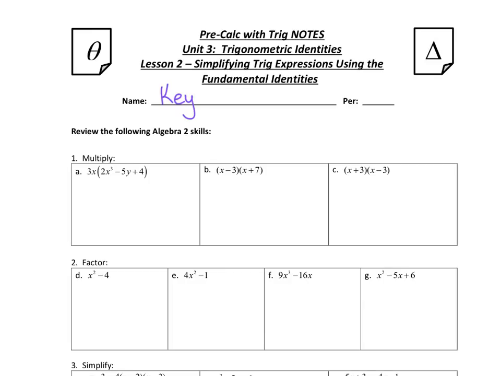This is the Pre-Calc Unit 3, Lesson 2, Simplifying Trig Expressions. We're going to use the fundamental trig identities in order to simplify expressions. But before we get into using trig identities to simplify these expressions, I want to go over a review of some Algebra 2 skills, and some of these even date back to Algebra 1.